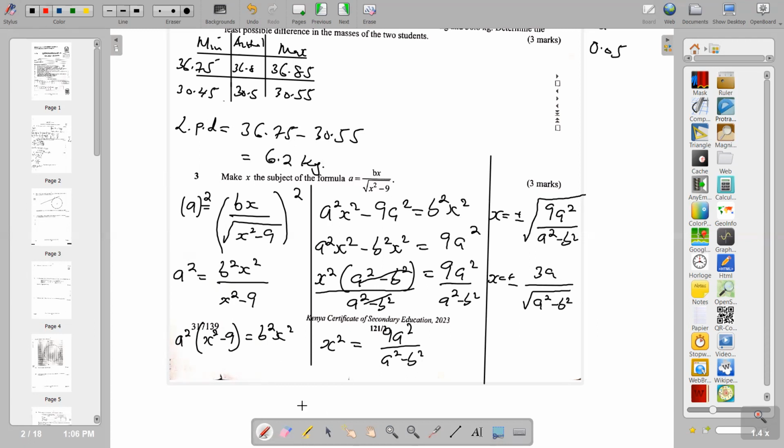Or you can continue, or can also give this one as the answer is equals to plus or minus 3a over the root of, now because this one is the difference of two squares, so it will be a minus b into brackets a plus b. Can also give that one as the answer.